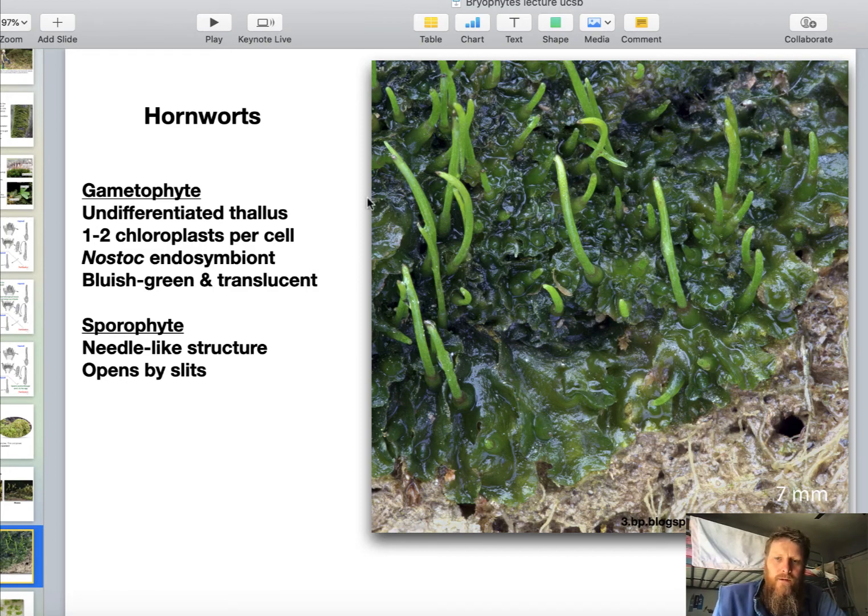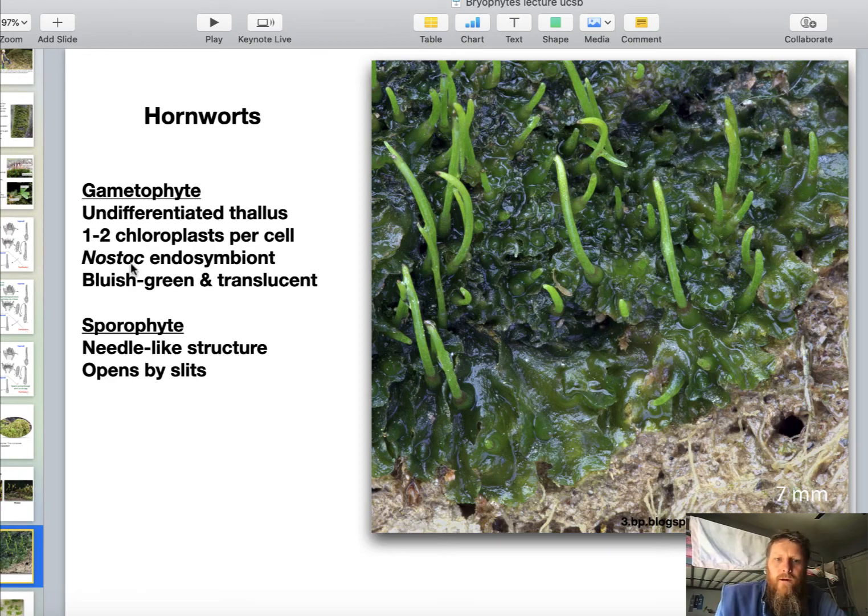So the gametophyte has an undifferentiated thallus, so it's just basically these straps of tissue that are not differentiated into organs. They have either 1 or 2 chloroplasts per cell, and this is an important difference between the hornworts and the thalloid liverworts, which also have a thallus but have many chloroplasts per cell.